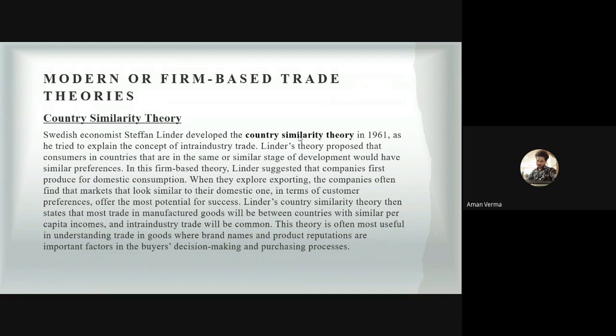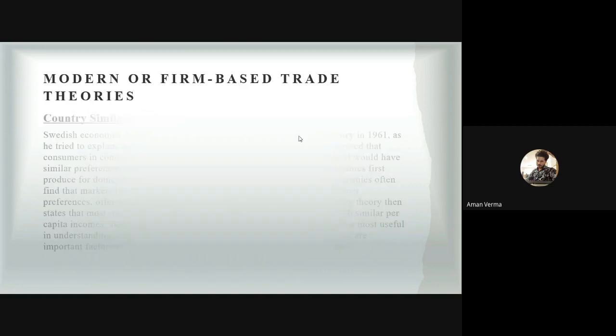Linder's country similarity theory then states that the most trade in manufactured goods will be between countries with similar per capita incomes, and intra-industry trade will become common. This theory is often most useful in understanding trade in goods where brand names and product reputations are important factors in the buyer's decision-making and purchasing power process.